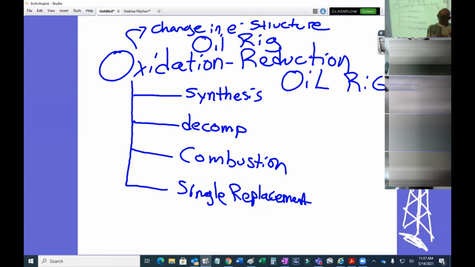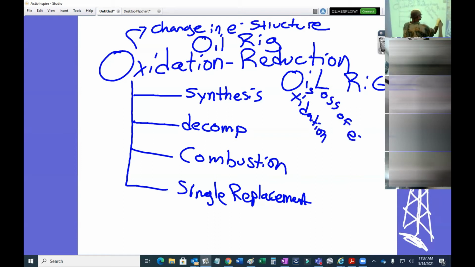Where is it? Floating, roll up. There we go, roll down. Here's what oil rig stands for. Oxidation. When you see this, you're going to be, oh, that's amazing. Oxidation is loss of electrons. Remember I said oxidation reduction. Redox reactions are a change in the electron structure.